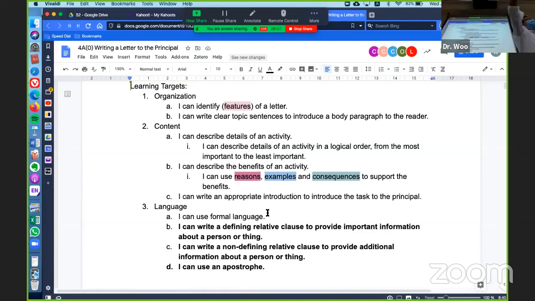Now, I need your attention, please. 5, listen. 4, 3, 2, 1. Eyes on speaker. I need to share something with you. I learned something this week.